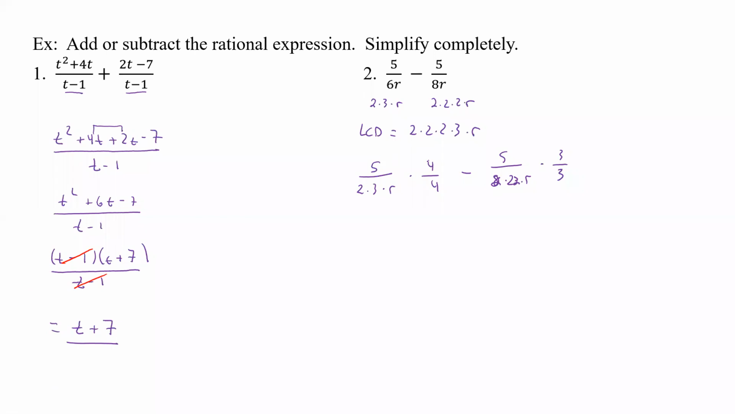So 5 times 4 is going to give us 20 over 2 times 2 times 2 is 8, times 3 is 24, so that's 24r. Here we have 5 times 3 is 15 over 24r. Well, 20 minus 15 is 5 over 24r. And that cannot be reduced because 24 has no factors of 5. And so this would be our final answer.